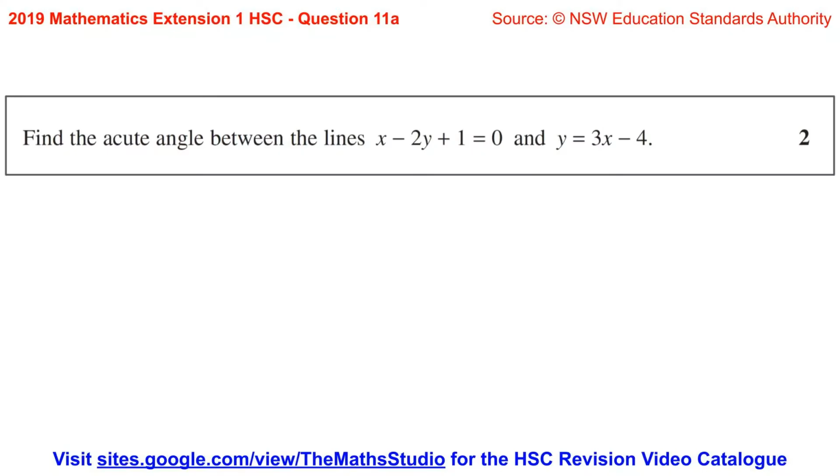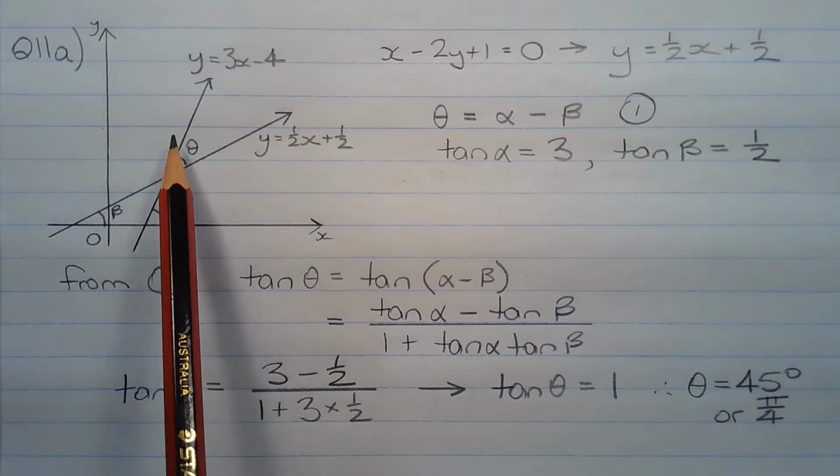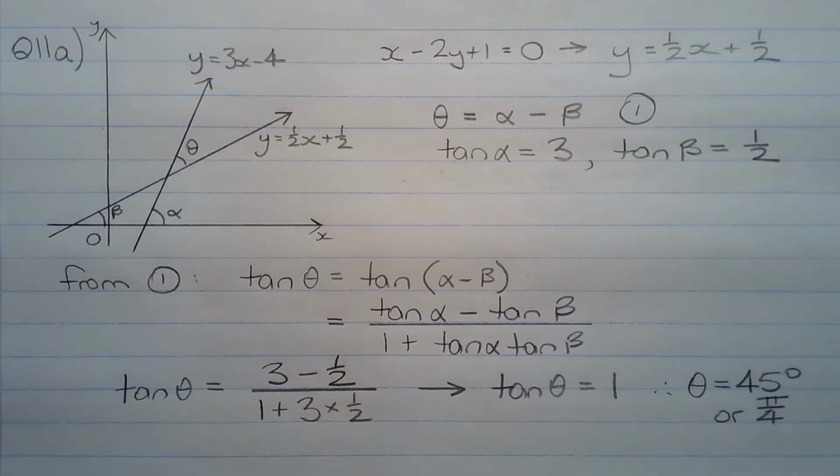Question 11a. Find the acute angle between the lines x minus 2y plus 1 equals 0 and y equals 3x minus 4. The angle between two lines is the difference between their angles of inclination, and the angles of inclination are related to the gradients of those lines.